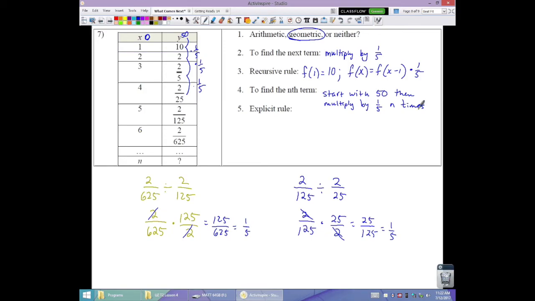Our explicit rule then is f of x equals 0th term, 50, times the multiplier, 1/5, to the x power.